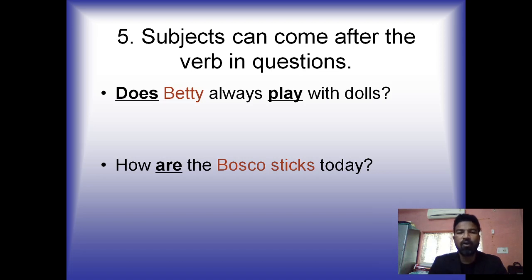Next one. How are the Bosco sticks today? Bosco sticks is a kind of eatable stuff. In China they often use it. How are the Bosco sticks today? Bosco sticks being plural, we have used the verb are. Does Betty always play with the dolls? Betty being singular, we have used does. And Bosco sticks being plural, we have used are. How are the Bosco sticks today?